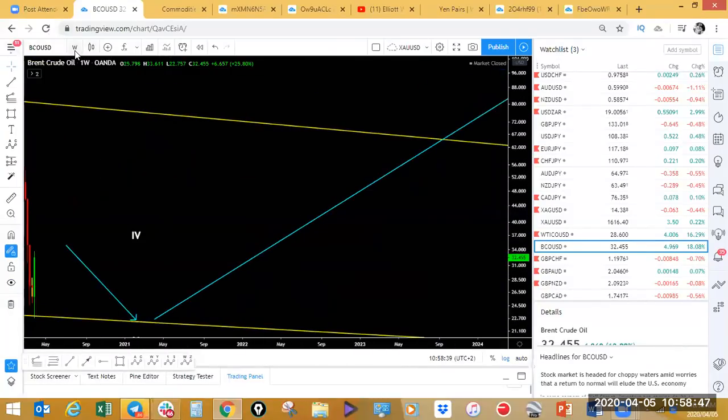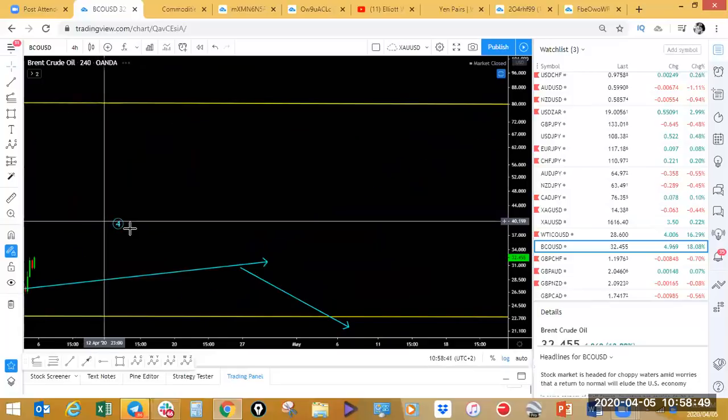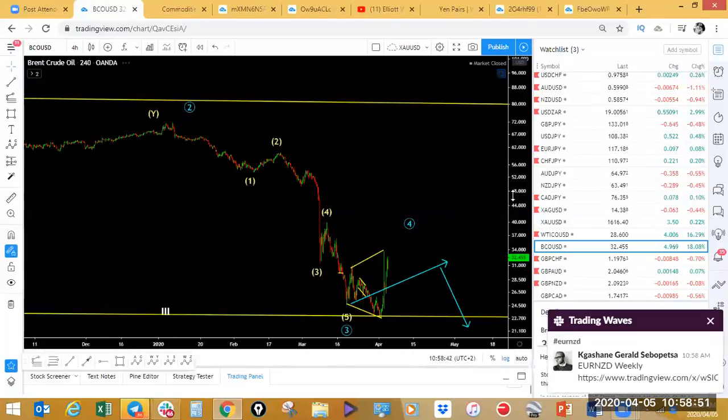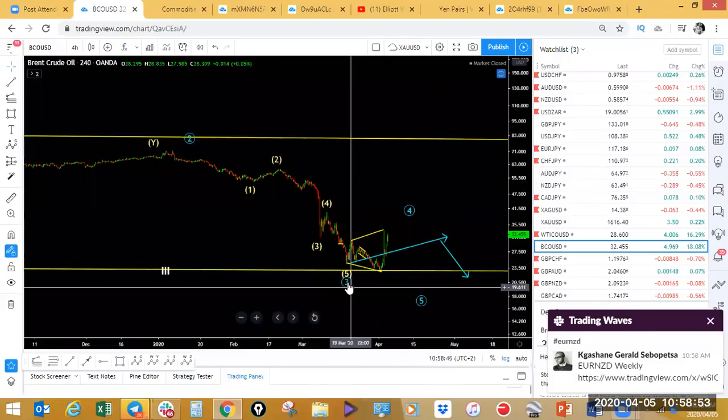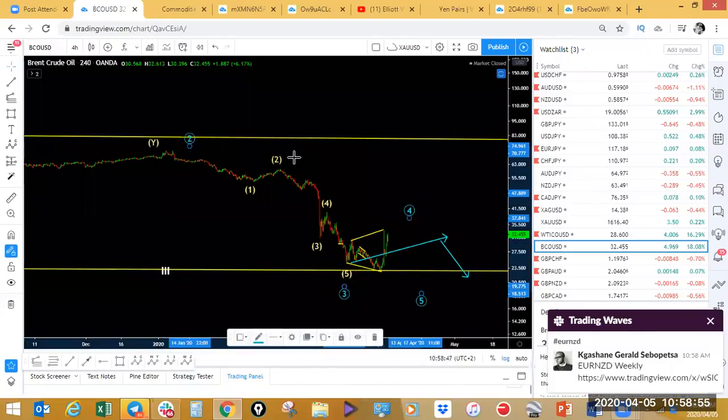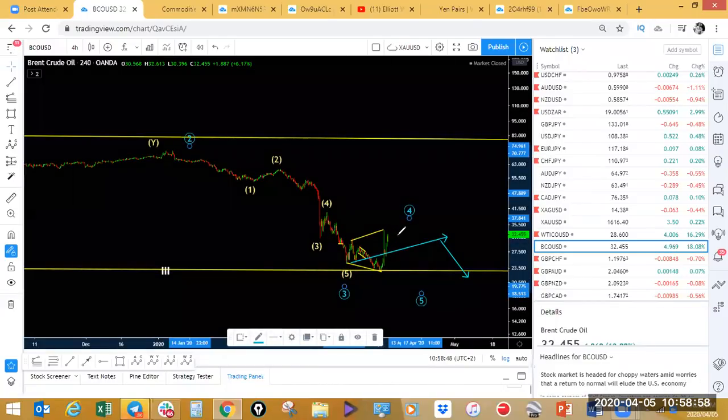Let's have a look in the lower time frame for hour. That whole move could be a wave 4 if it's not a truncation. If we start seeing this breaking above this, that's going to invalidate that. So we're going to be looking for this one to make a move down here after this corrective structure. Continuation to the downside on oil.